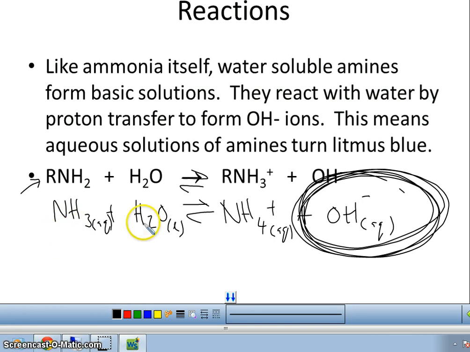This is accepting a proton, and this is donating a proton. So this being a proton acceptor, it is the base. This being a proton donor, it is the acid. This being one proton different from this is the conjugate pair. So this is the conjugate base, and this is the conjugate acid. Just keep that in mind for when we do equilibrium. It'll make it a hell of a lot easier.